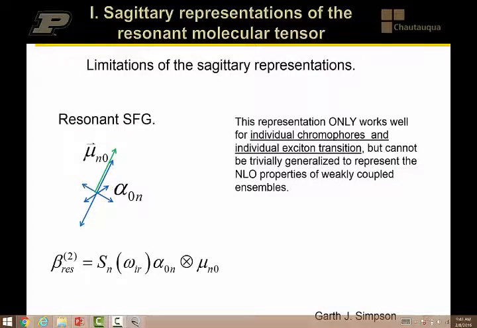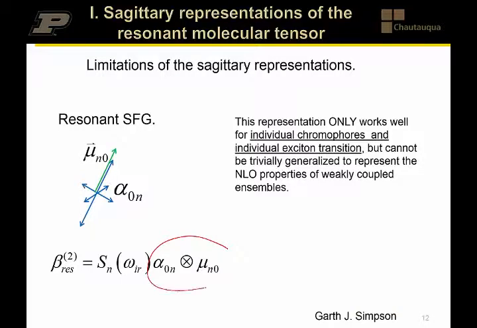Well, that's all well and good, but it turns out we can't use Sagittarius representations for describing every interaction. Specifically, they work only when you are talking about individual chromophores and individual transitions. Now, this is unfortunate, but one of the sad facts of life. And the reason is that it's really based on this molecular description for the resonant hyperpolarizability, resonant nonlinear polarizability in terms of alpha and mu. So if we have an ensemble of many betas, then the same representations cannot be used. So that's a big limitation of this visualization approach. It really only works at the level of single molecules.